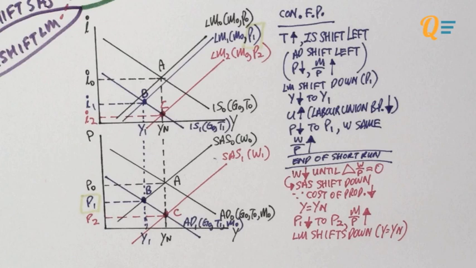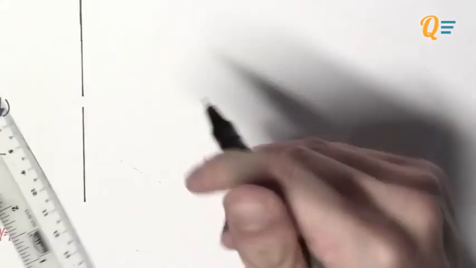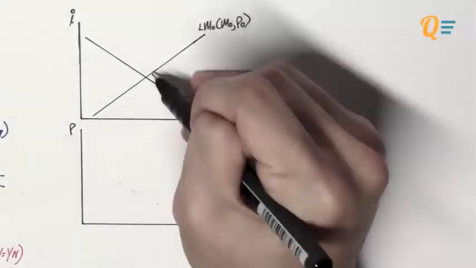But look at your real money supply. What has happened to the real money supply? Well, the real money supply has increased. And this is because with the same nominal money supply, you have a lower price level, causing the real money supply to increase. Okay, now let's look at another example.